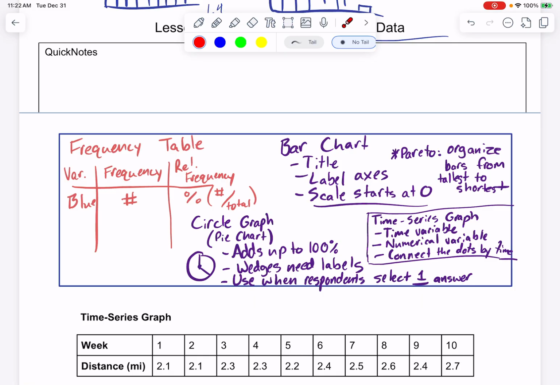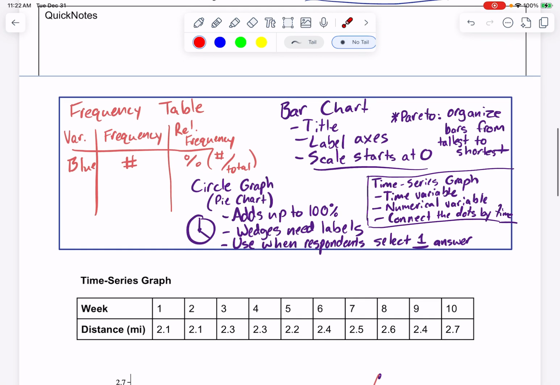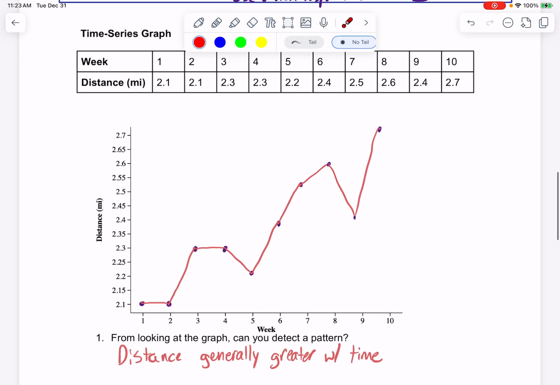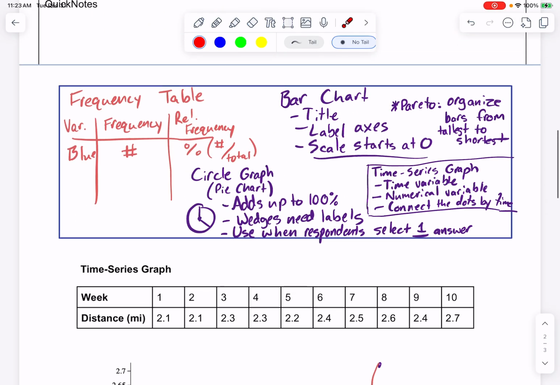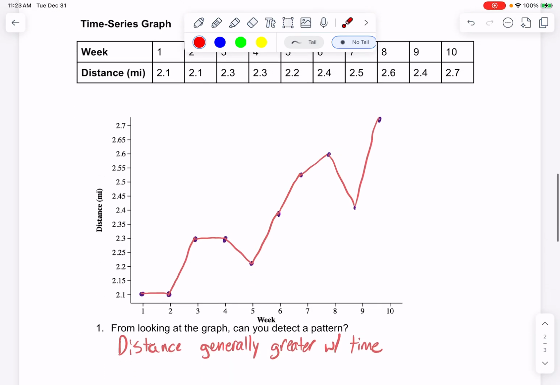The last thing here is a time series graph. This is kind of like a line chart. I've seen it called that. But basically, it's whenever you have time as your variable. And this is actually a different sort of chart because this uses a numerical variable. So we'll go through an example, but we're going to connect the dots by time, kind of like what we do there. So here's an example of our time series graph.